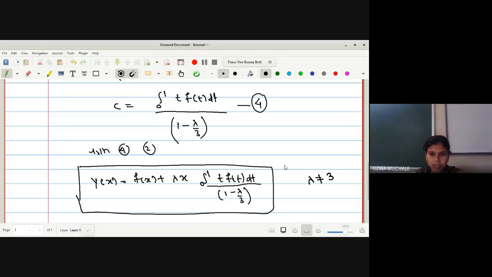Or we can say the result is true for R, that is the real line minus {3}. It means we are going to just remove the point 3 from our domain. Hence we can say the result is true for lambda not equal to 3, and is a solution of our given integral equation. Lambda can take any value, but it should not take the value 3.